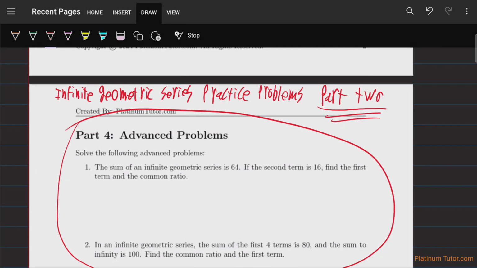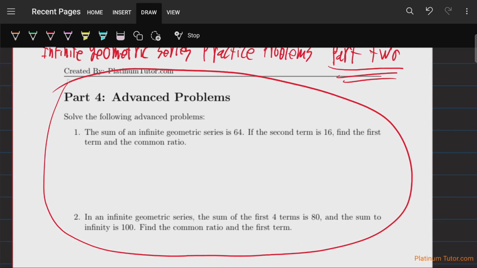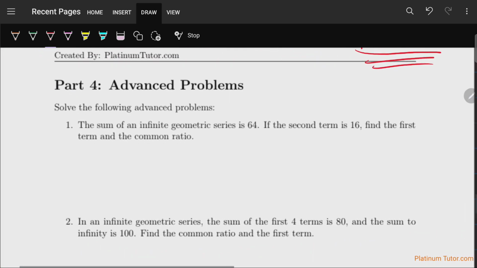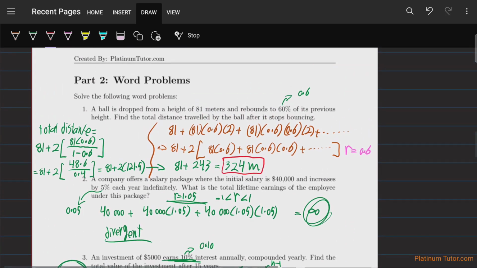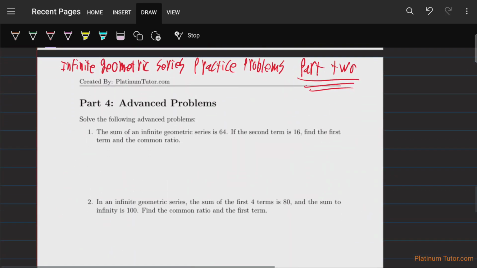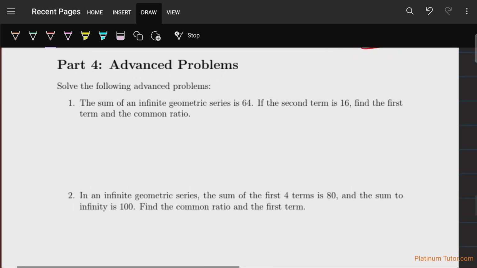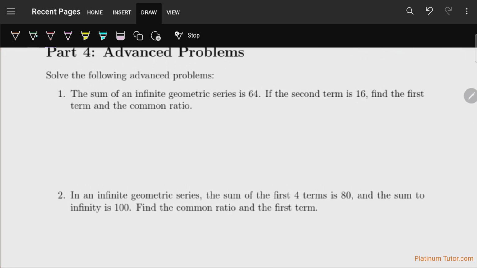Alright, hello everyone. This is part 2 of the Infinite Geometric Series practice problems. So let's go over the advanced problems. I've worked through the rest of the problems in this worksheet in the previous video, in part 1 of this. And now we're going to be finishing it off with these two problems.